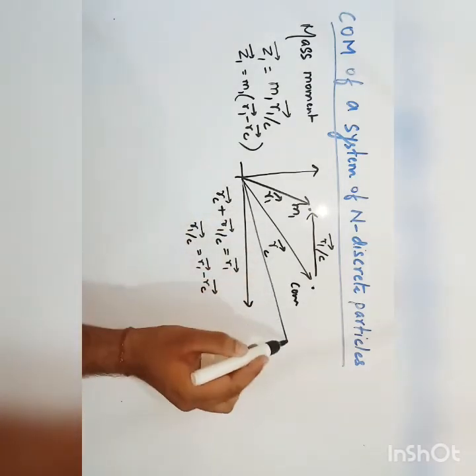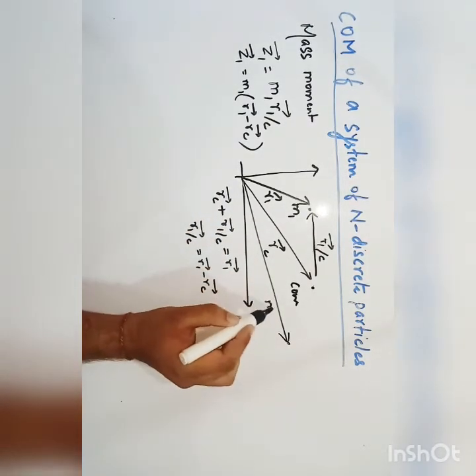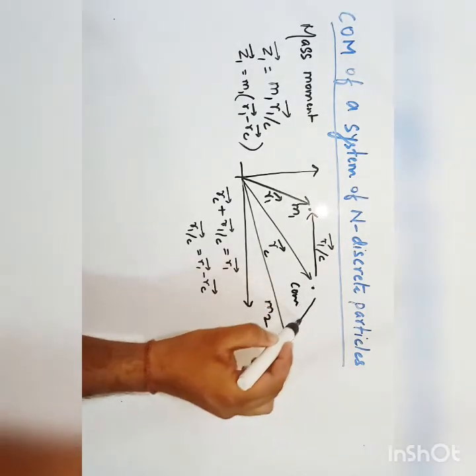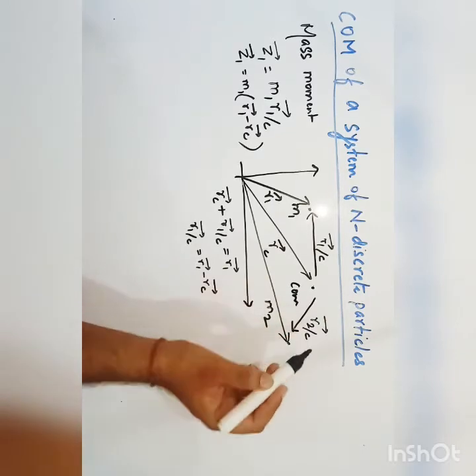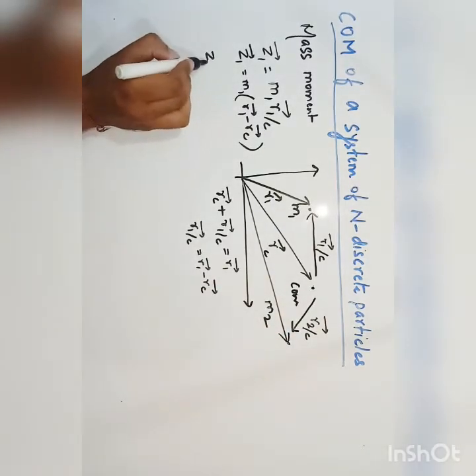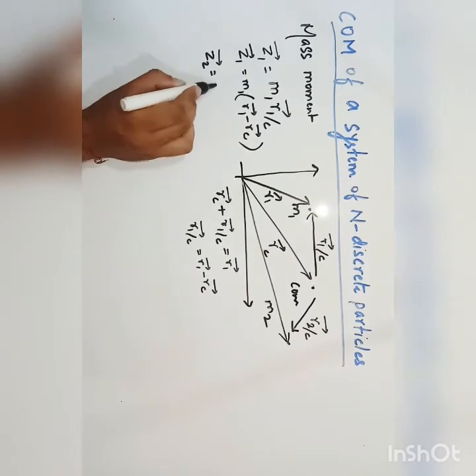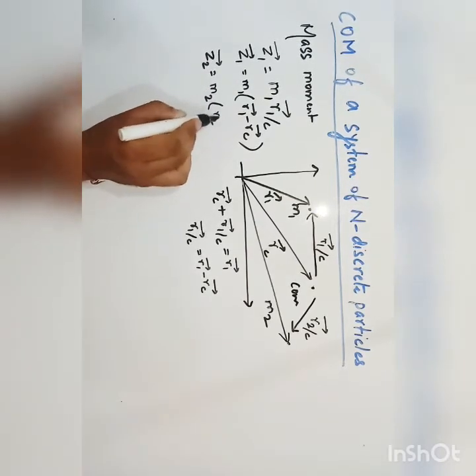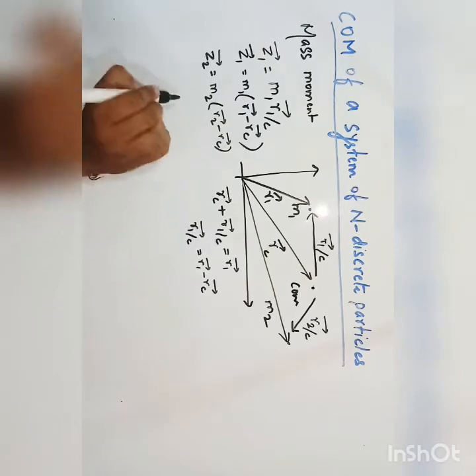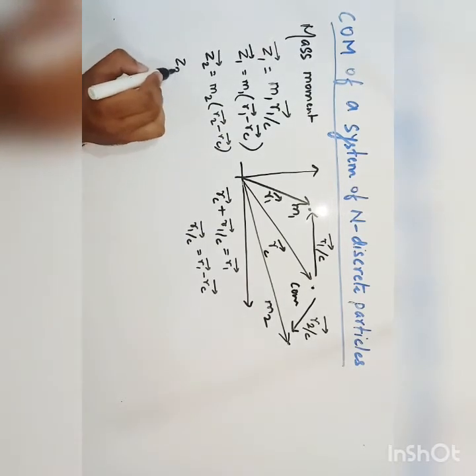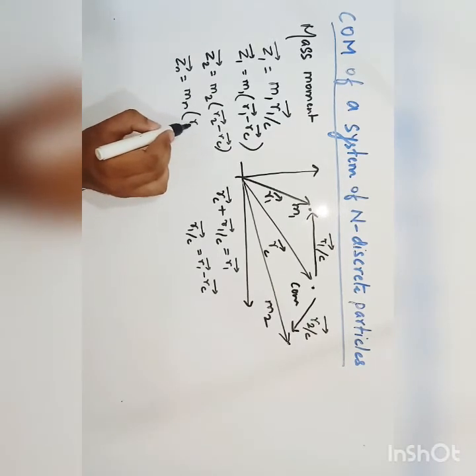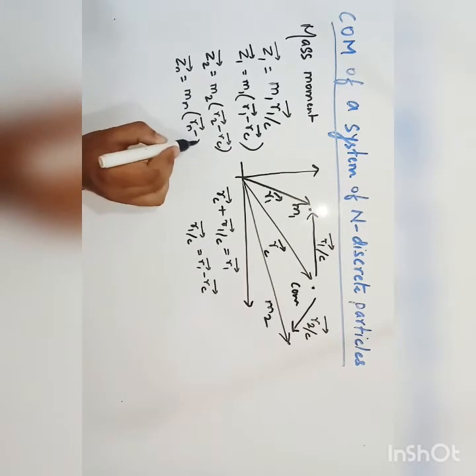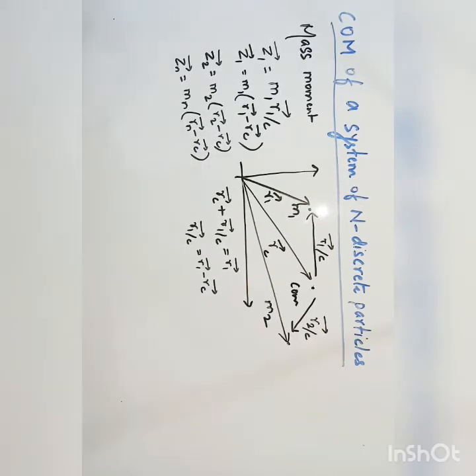Similarly, if you have another mass, let us say m2, then its position with respect to center of mass is r2c. So the mass moment of m2 will be m2 into r2 minus rc. And similarly for the nth mass, the mass moment will be mn into rn minus rc.